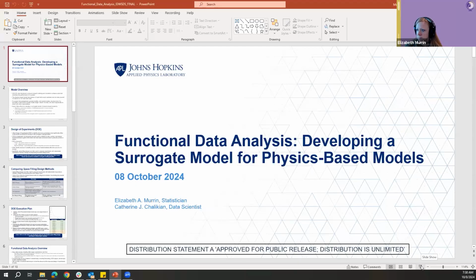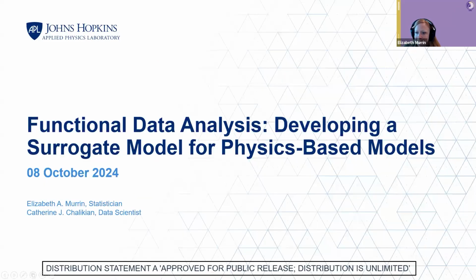Thanks, Joe. I'm going to go ahead and share my screen. Hopefully everyone can see my slides. Perfect. All right, so my name is Elizabeth Murrin, as Joe said, statistician here at Johns Hopkins Applied Physics Lab.